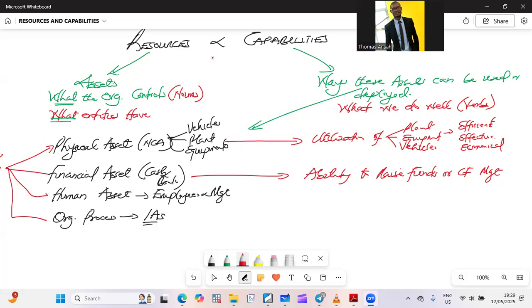All right. When you look at the human beings that are in the entity, do they have experience? So check the case. Are they skillful? Are they innovative? Are they motivated? All right. So ask yourself those things. All right. Then here, organizational processes.